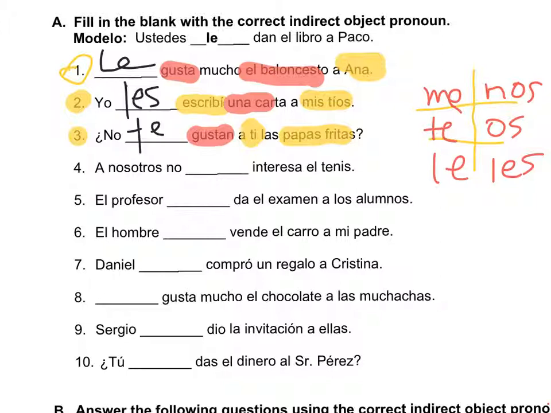Now, if you're alone at home and you're all by yourself, a good way to do it is to read these correctly and say it in your head. For example, number one: le gusta mucho el baloncesto a Ana. Yo les escribí una carta a mis tíos. ¿No te gustan a ti las papas fritas? People who want to learn languages do this kind of stuff on their own, away from the classroom where you might be shy, but by yourself you might have this extrovert that you need to express. So go ahead and use the time by yourself while you're studying to practice speaking.